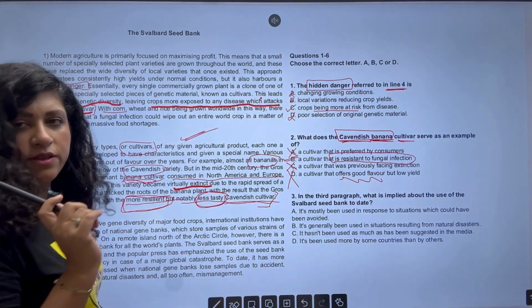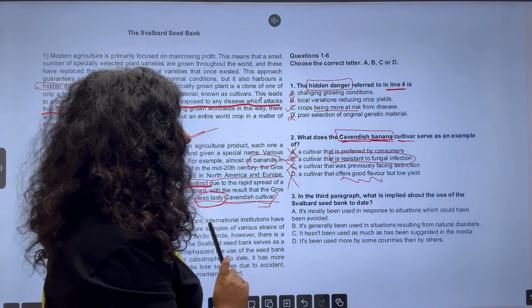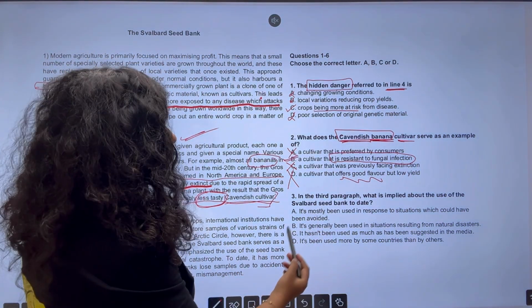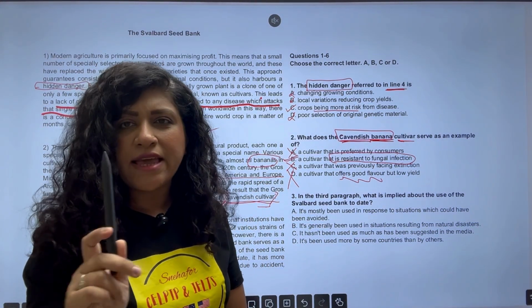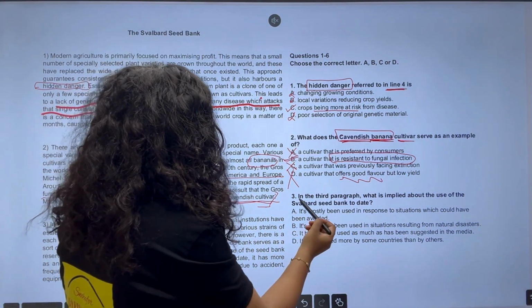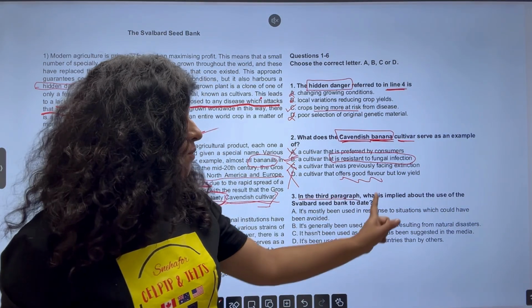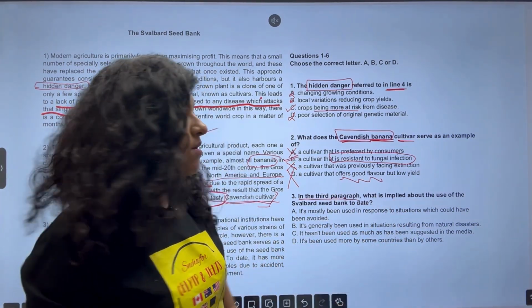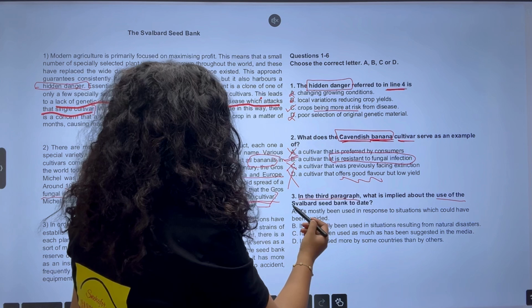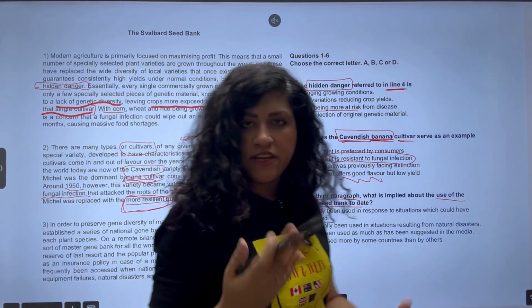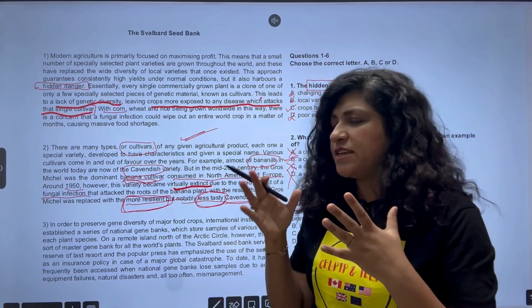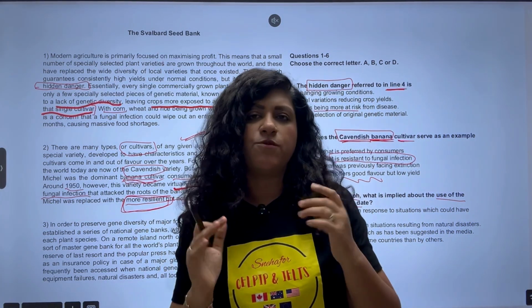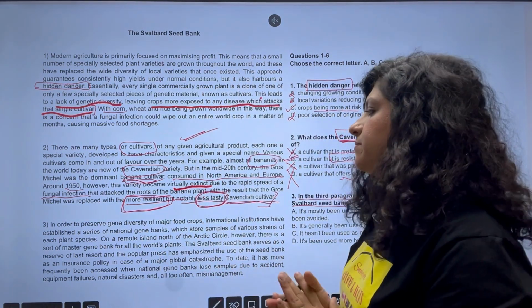Now we come to question number 3. It says, in the third paragraph, what is implied about the use of Solvot seed bank to date? So now it again clearly says in the third paragraph, so we're going to focus on that only. What is implied about use of seed bank? So what is the use of seed bank, or what has been said? Something has been said related to the use of this Solvot seed bank that we have to answer.